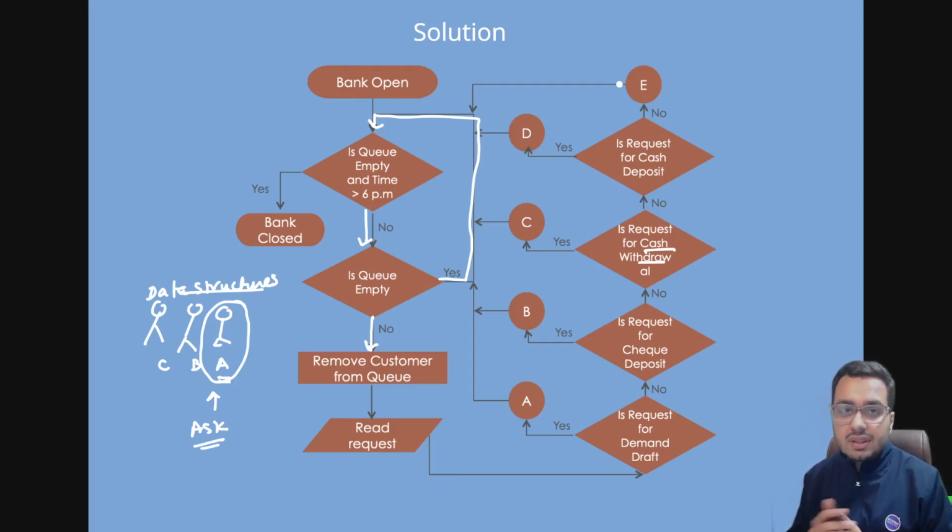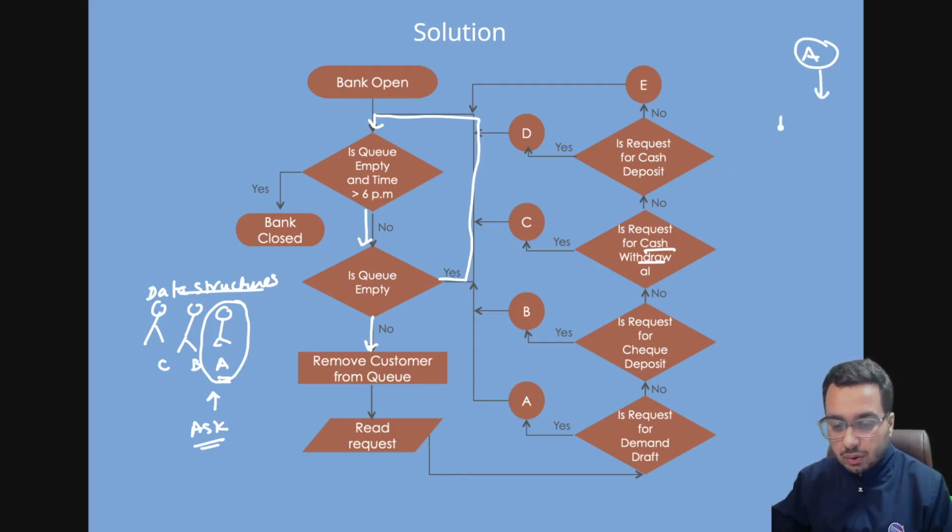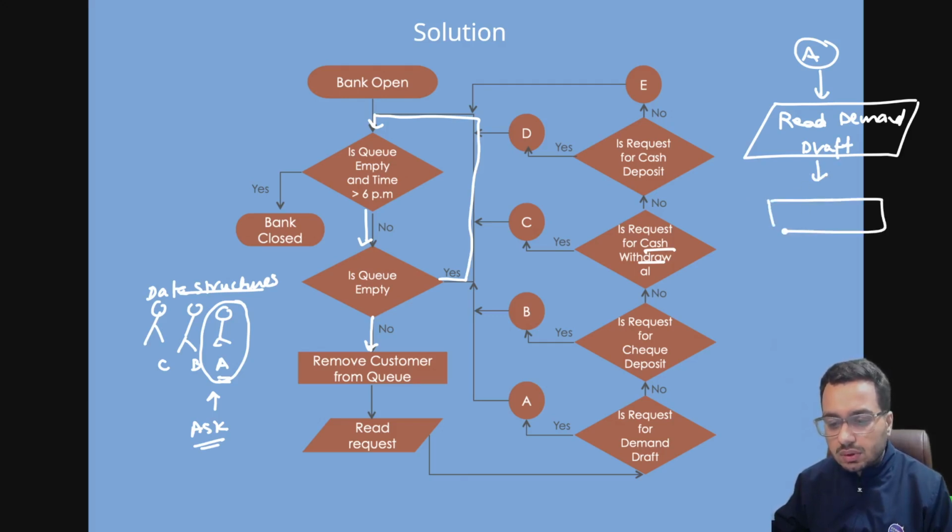Now you may have separate flowcharts for each of these actions. Maybe there could be a flowchart starting from A, showing how you process the demand draft. So A is a flowchart: read demand draft, and there may be some process to create a demand draft, credit or debit the amount, whatever you want to do, and then maybe end or hand it over to the customer. So there can be separate flowcharts for A, B, C, and D.